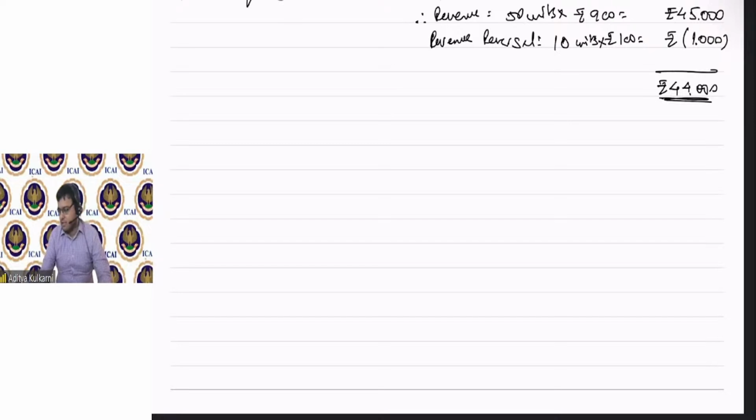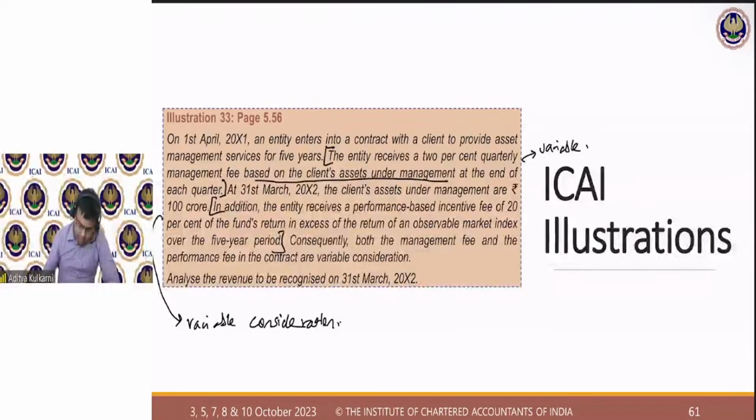Okay, so that takes care of the variable consideration. Manish, if you see the question, the entity receives a 2% quarterly management fee based on the client's assets under management at the end of each quarter. They have not given us the assets under management on 31st December, 30th September or 30th June. So we should not rightly assume it to be 100 crores each quarter and say that 2 crore into 4 is going to be your revenue. No, there could be different assets under management for which the amounts would have been different. Okay, so that is done.